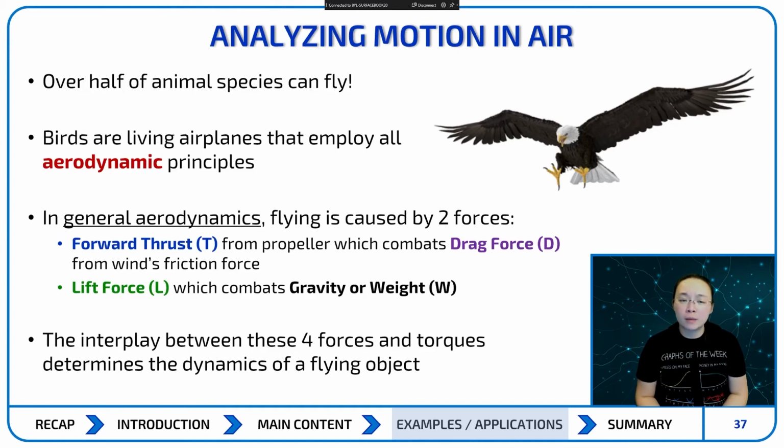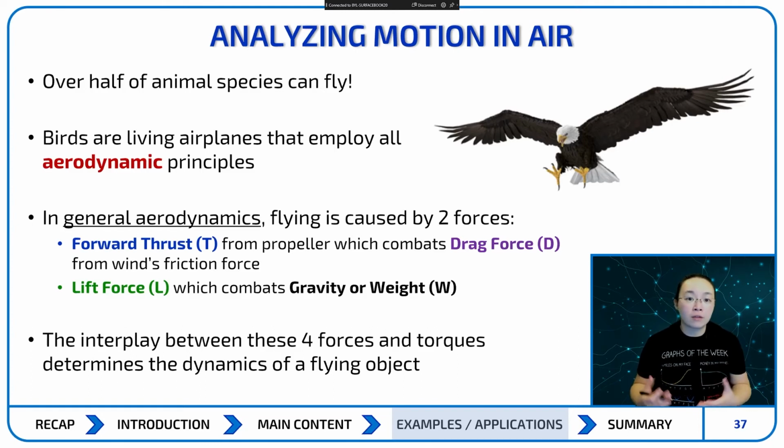In general aerodynamics, flying is caused by two forces. The two forces are a forward thrust, which is represented by T, from the propeller, which works against a drag force D. So that's like the friction that you have in air, a dragging force that's preventing you from moving forward. You compensate for that by having a forward thrust. Then you have a lifting force, which helps fight against your weight or gravity.